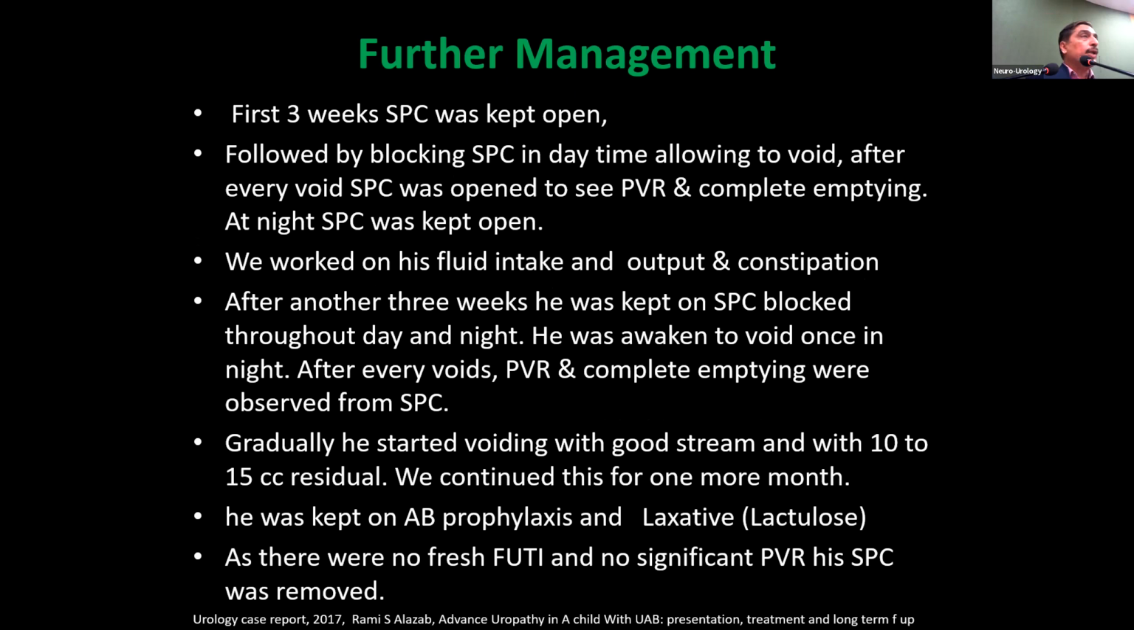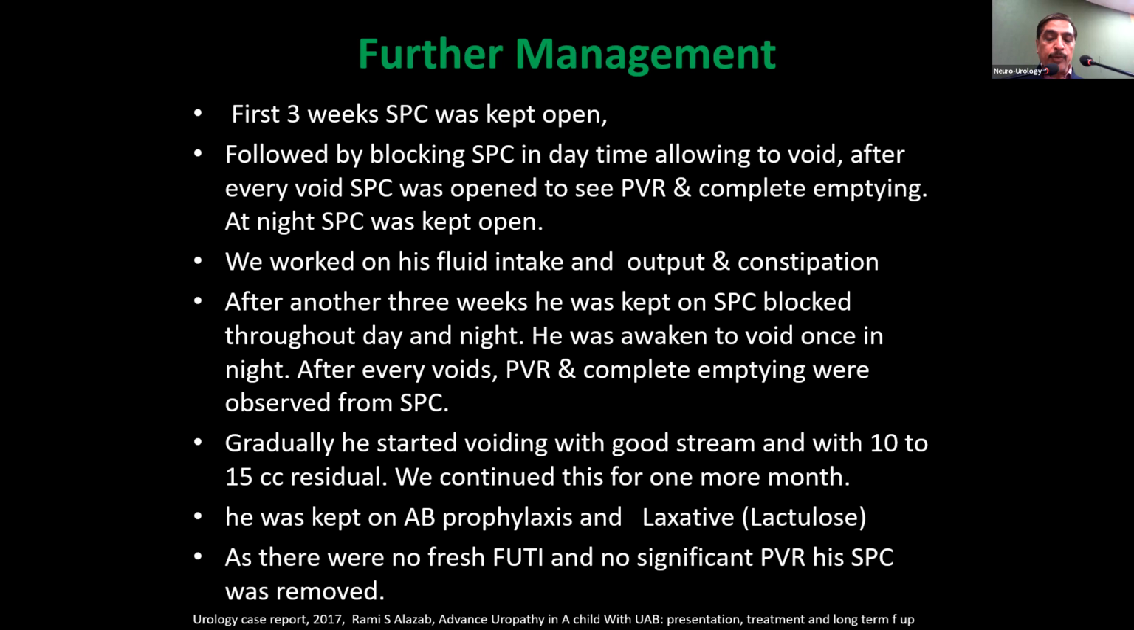In the daytime, whenever he feels the urge after 2 to 3 hours, he has to pass urine. We open the SPC and see that we are emptying the bladder completely, and we were noticing the post-void residual urine. But by this way, we are ensuring that the bladder cycling is done. Means the bladder gets complete emptying and some rest. So after another 3 weeks, as the patient was responding, we started keeping the SPC blocked even at night. And that has started working. We were asking to awaken the child once or twice in the night. And gradually the post-void residual reduced.